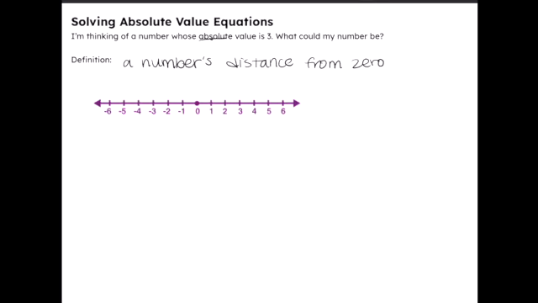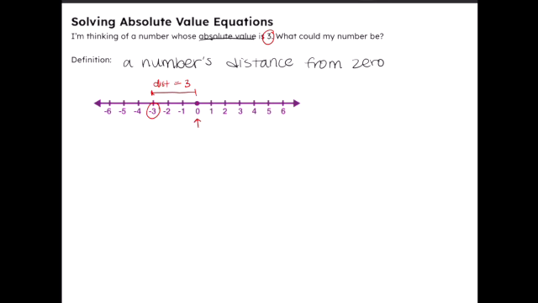So that's the definition of absolute value. We're trying to think of a number whose absolute value, or in other words, whose distance from 0 is 3. So if we're starting from 0, this is our starting point, we want to create a distance of 3. One way we could go is the negative direction. That'll have a distance of 3 when we land at -3.